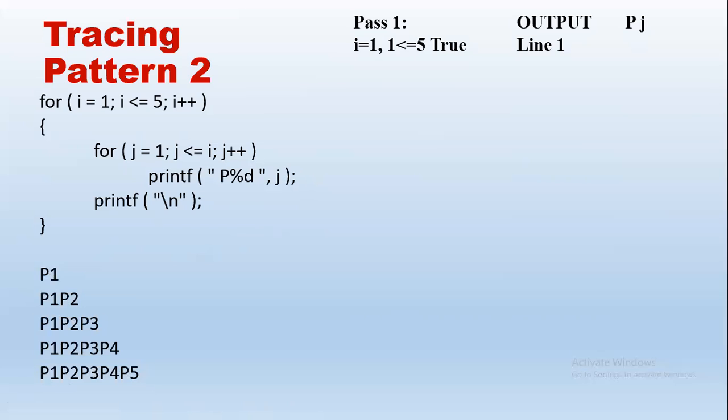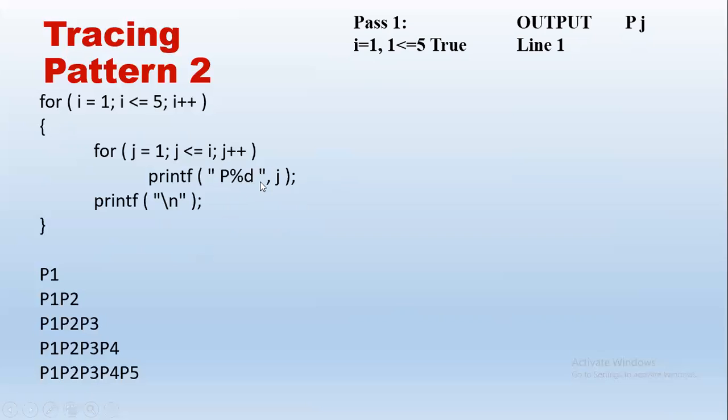Pass 1, I value is 1. We need to print Pj. Please note, in the previous problem, we have printed Pi. We have printed row numbers. Here we are printing column numbers. So the code has to be changed correspondingly. We are printing the value of J here.